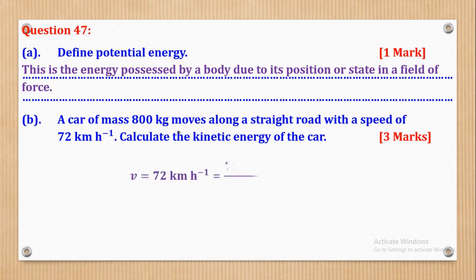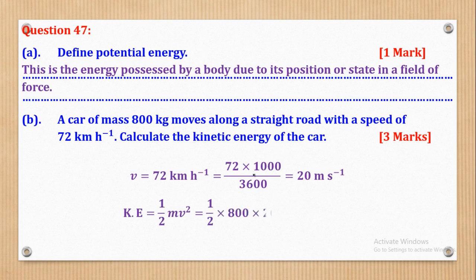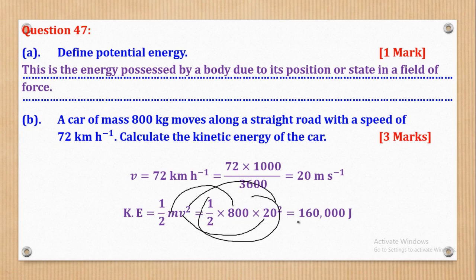So the first thing to do is to convert from kilometers per hour to meters per second by multiplying by 1000 and dividing by 3600. When I use a calculator, the whole of this will be equal to 20 meters per second. So after converting, I can now write the formula and substitute and get the answer. So the mass is 800 kilograms and the velocity is 20, but it is squared, that's why there is a square here. So the whole of this, using a calculator, will be 160,000 joules.